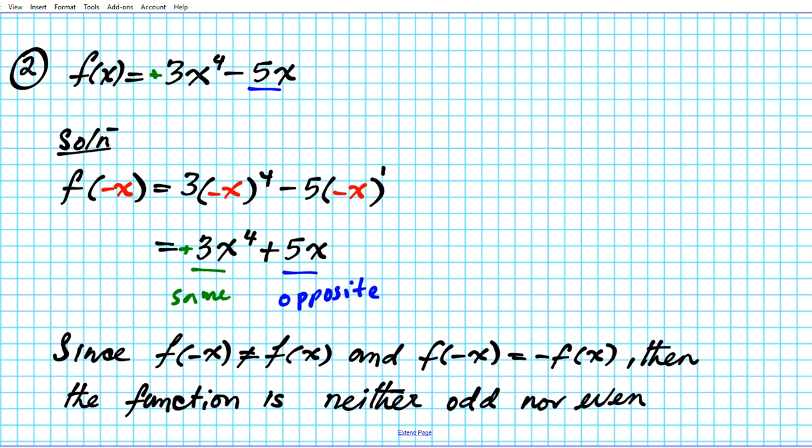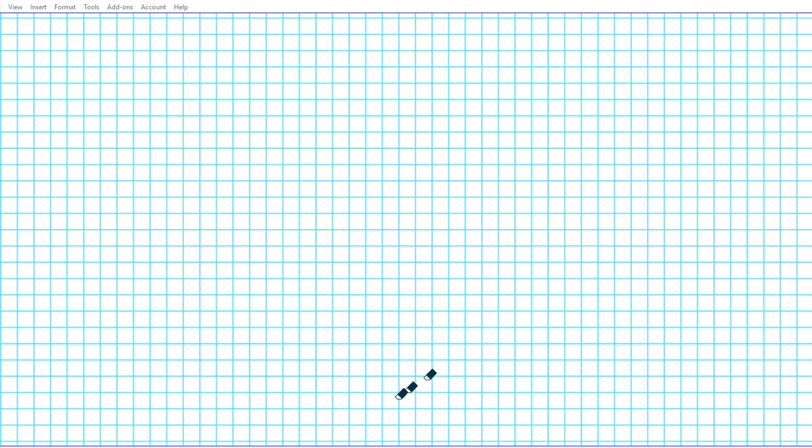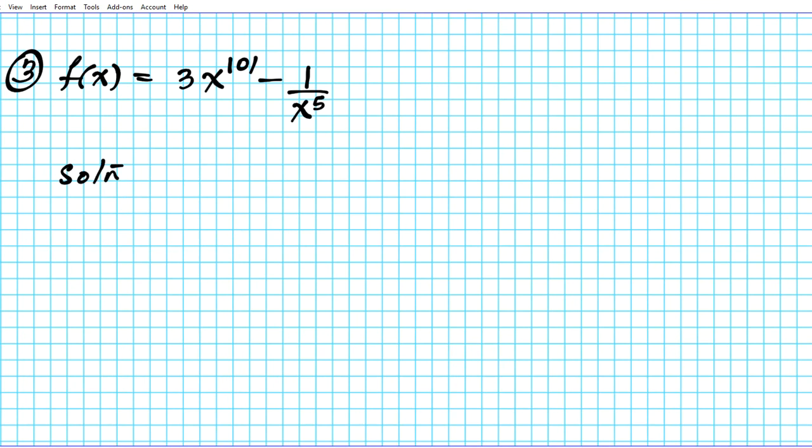Okay, let's take a look at another example. For question 3, let's say we have the function f of x equals 3x to the 101 minus 1 over x to the fifth. So, to carry out our test, we're going to be composing the function with negative x and see what happens with the signs. Okay? So, let's go ahead and do that.